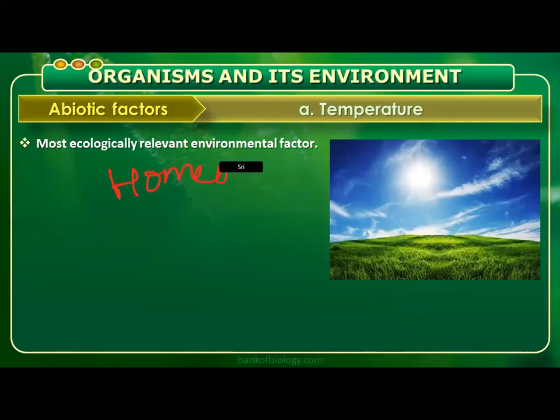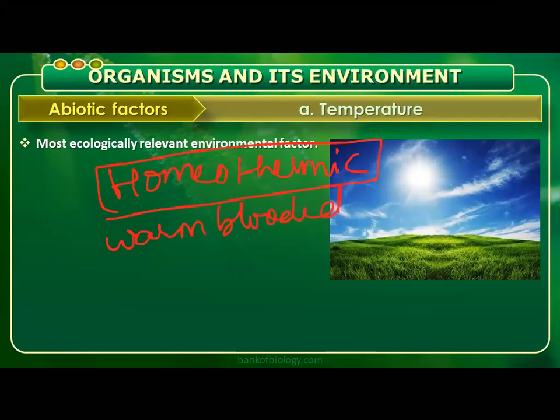We discussed this in other chapters also, in the animal kingdom, that is about homeothermic and poikilothermic. Homeothermic animals are also called warm-blooded animals. Do you know other names for these warm-blooded animals in this chapter?